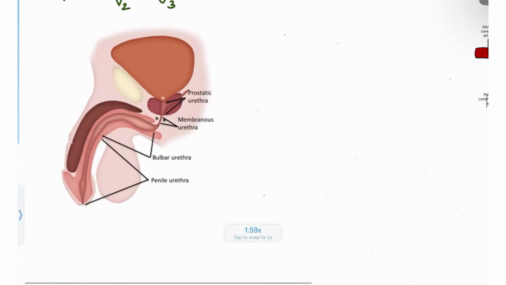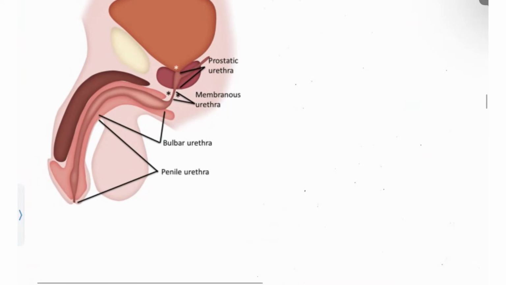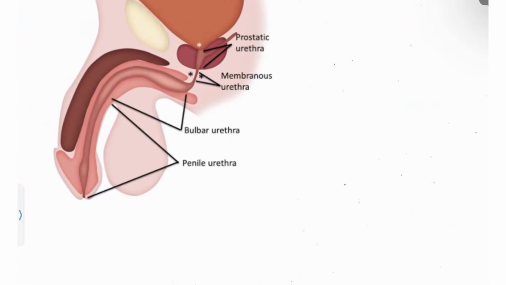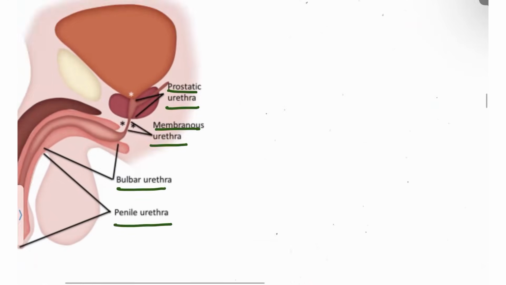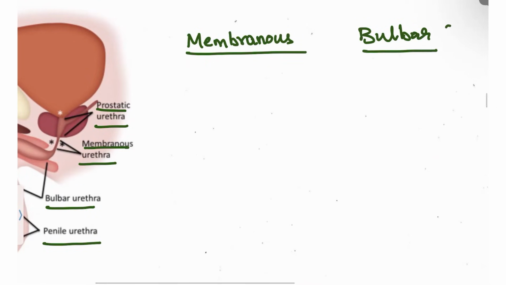Next one. Here you can see the structure that we are looking at is the urethra. The urethra is subdivided into 4 types: the penile urethra, the bulbar urethra, the membranous urethra and the prostatic urethra. So if there is trauma in this patient, especially, what are those structures? Membranous urethra damage or bulbar urethra damage. Which is most common? The most common is the bulbar urethra fracture.